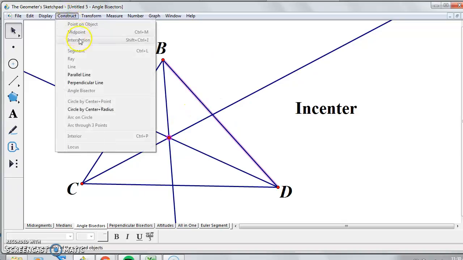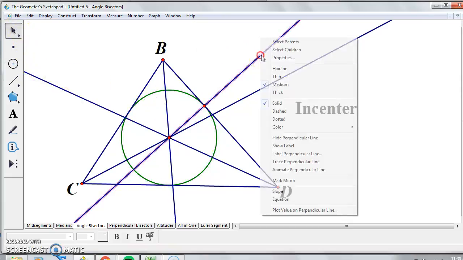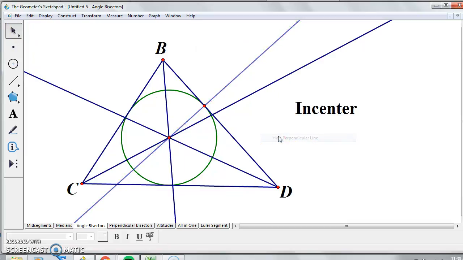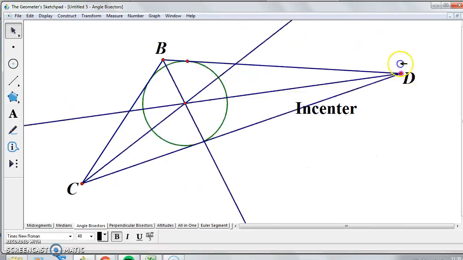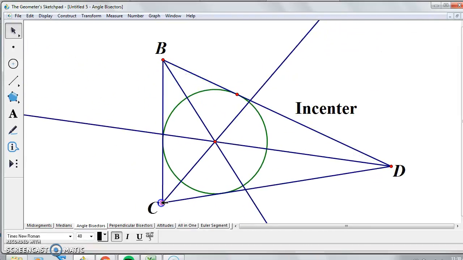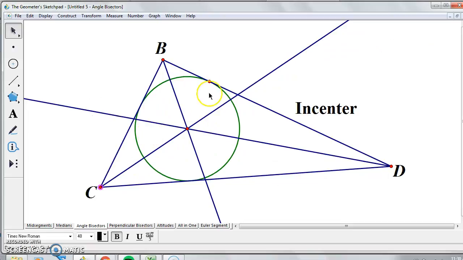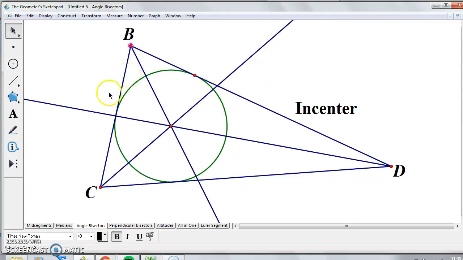Construct a perpendicular so that I can create a circle right there and connect it. I'll go ahead and hide this because we don't really need it anymore. But now I see that I have a circle. The incenter is the center of the circle that is going to be tangent to all the sides because it's equidistant to all the sides. It also happens to be the largest circle that I can fit inside of a triangle. So that's called an inscribed circle.